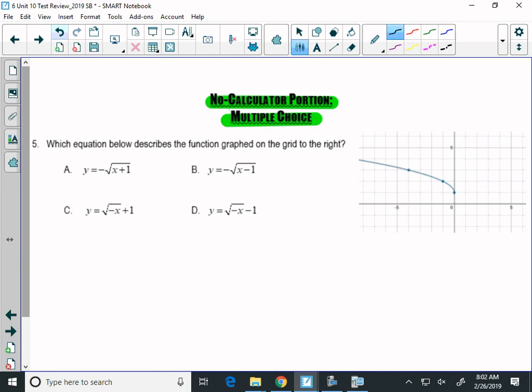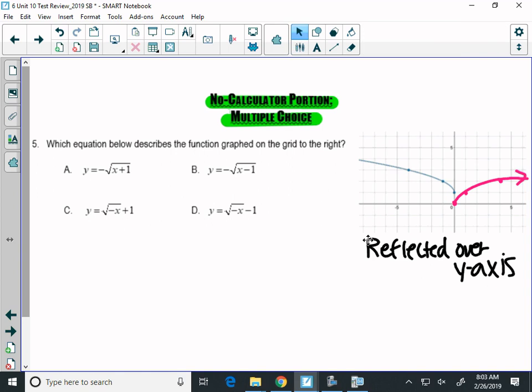First thing I notice when I look at this is that my graph was reflected over the y-axis. Now, if you're having trouble here, you need to make sure that you understand the square root function. Remember that the parent function starts at the origin, goes out to (1, 1), (4, 2), and (9, 3). So if I know that's the parent function, I know that my new graph has been reflected over the y-axis, and it looks like the graph was shifted up 1.